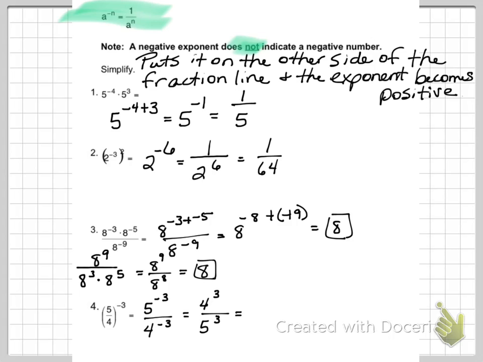And now we have 4 cubed is 4 times 4 is 16. 16 times 4 would be 64. 5 cubed is 125. I can't reduce that fraction. If you can, you need to reduce it, but I can't reduce that fraction, so that will be my answer. Okay.